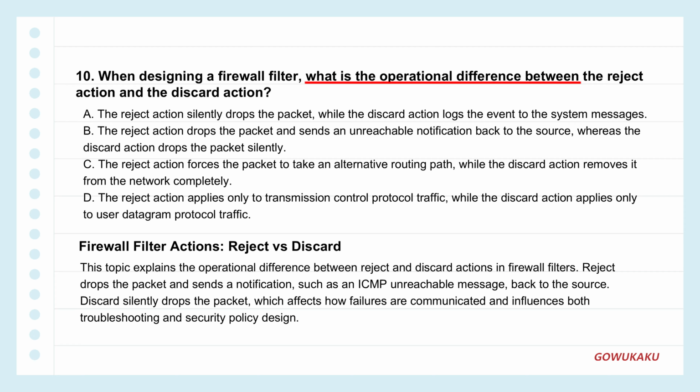A. The reject action silently drops the packet, while the discard action logs the event to the system messages. B. The reject action drops the packet and sends an unreachable notification back to the source, whereas the discard action drops the packet silently. C. The reject action forces the packet to take an alternative routing path, while the discard action removes it from the network completely. And D. The reject action applies only to transmission control protocol traffic, while the discard action applies only to user datagram protocol traffic.